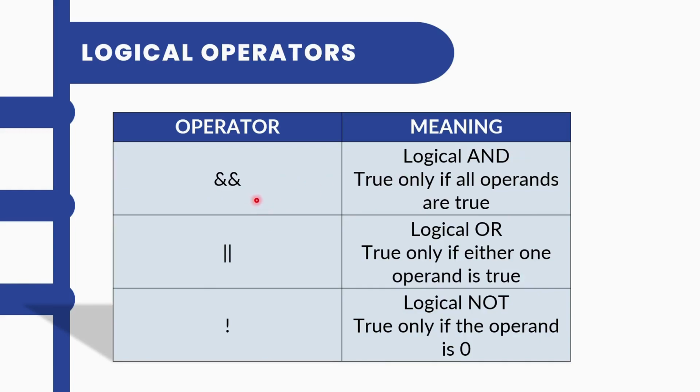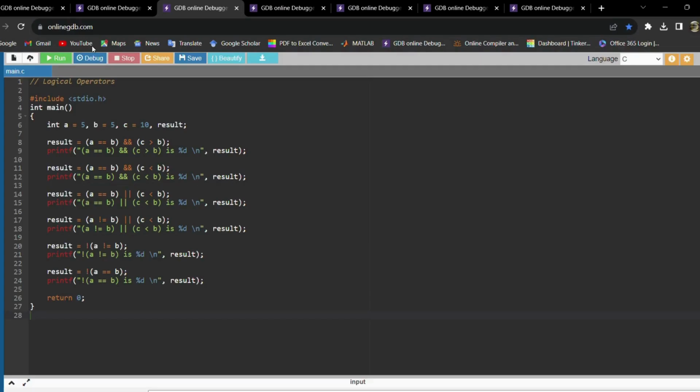Logical AND. Now it's true only if all the operands are true. Logical OR, either this or that. So it gives true if either one of the operands is true. Logical NOT. True only if the operand is 0. Let us now see an example for logical operators.